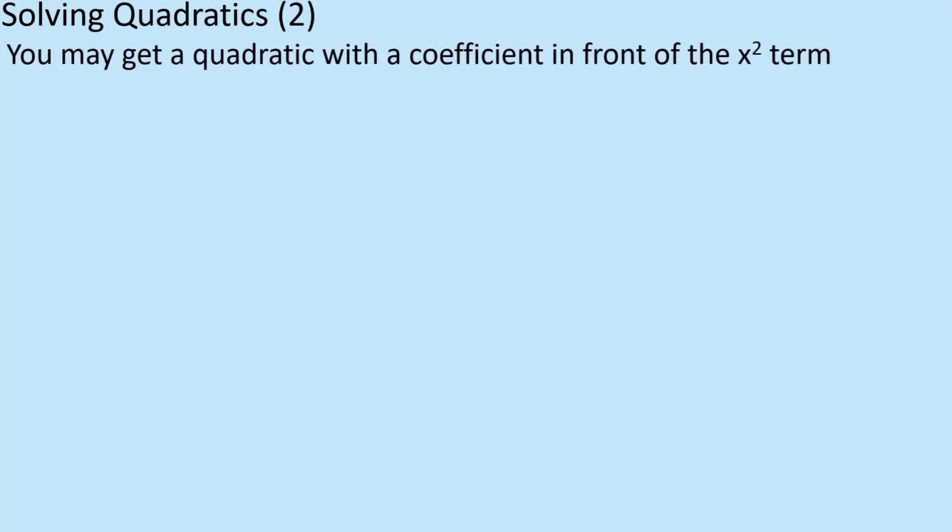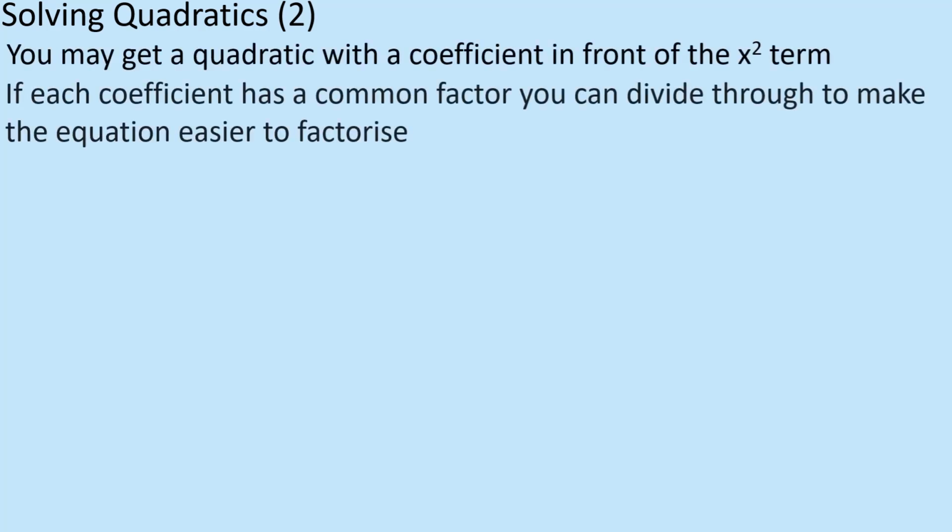Hi there, we're going to look at solving quadratics by factorising, this time with a coefficient in front of x squared. So this is part 2 of solving quadratics by factorising. So please look at the first one first. But essentially we are going to look at what to do when there's a number in front of the x squared. This is called a coefficient.